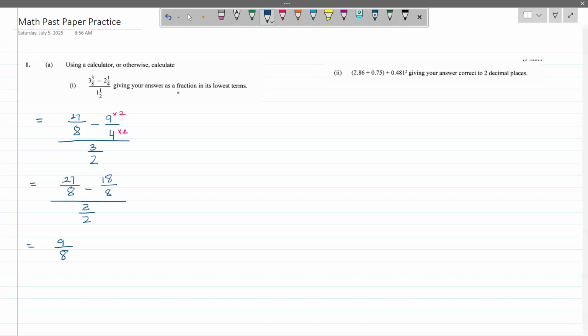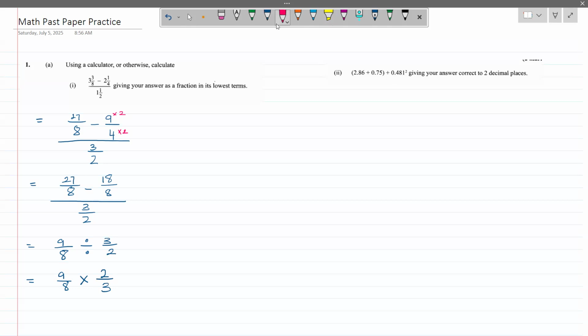Now that we have worked out the top here, we could then rewrite this differently. This line here implies division. So I'm going to put a division sign, and I'm going to put 3 over 2. When we divide fractions, we want to change this division to a multiplication. Flip this fraction. So the 2 goes on top, the 3 goes underneath.